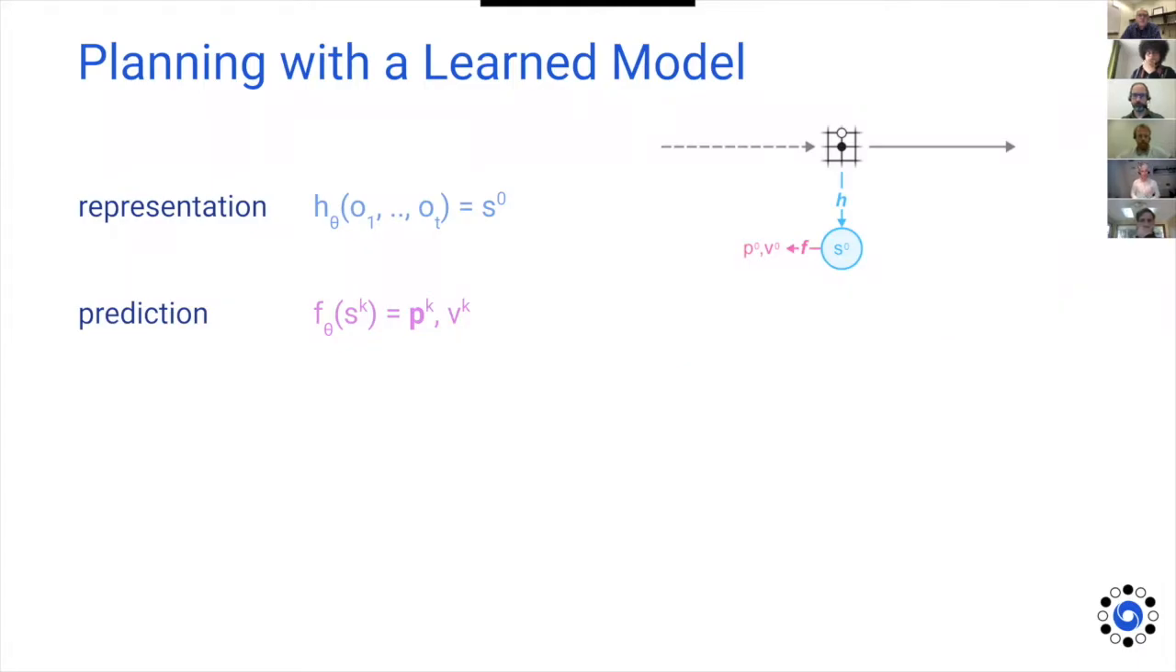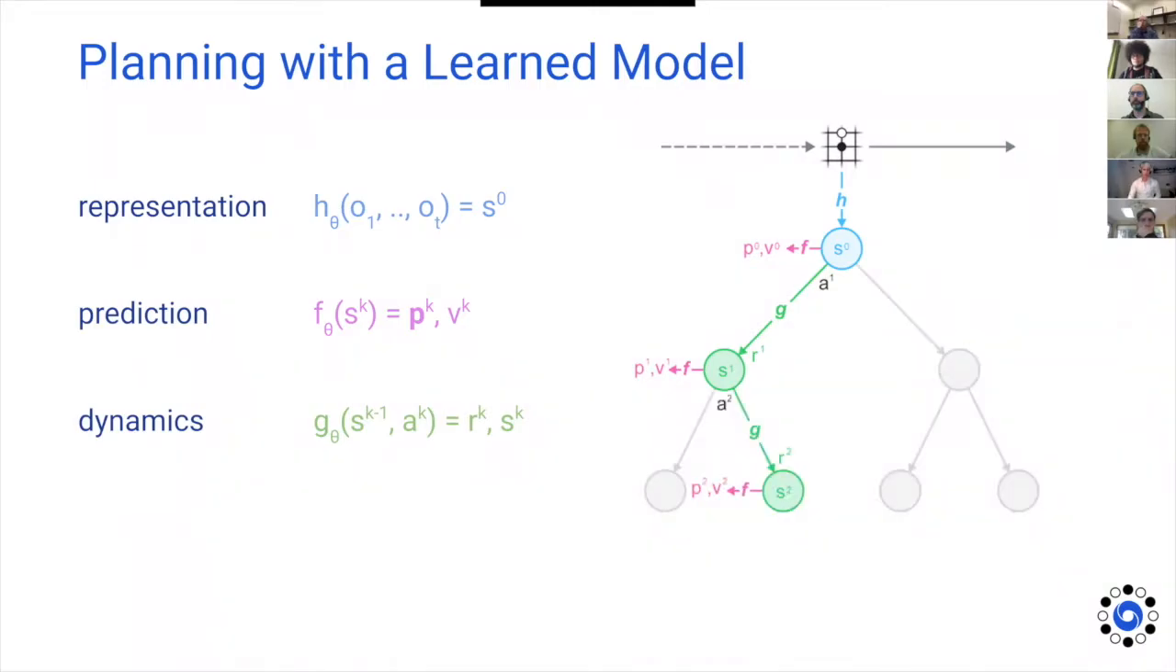But equally, we can also design a transition function, a dynamics function, that can take us to the next possible state. Given some previous state and an action, we can now estimate which state we would end up in. And we can also estimate which reward we would observe in this transition. And just using these three functions, we can actually perform the full tree search, just like I explained a few slides previously. We can run the full Monte Carlo tree search algorithm and train similar to AlphaZero.